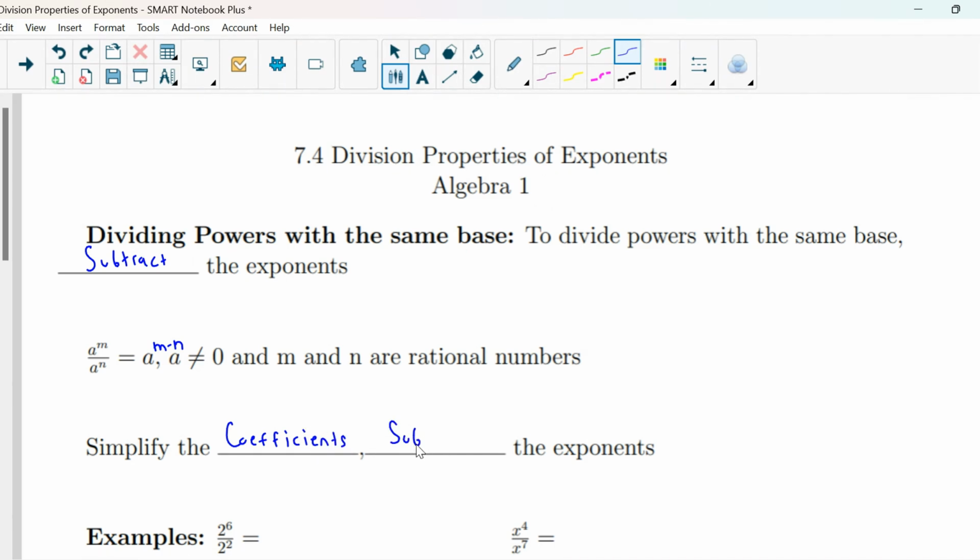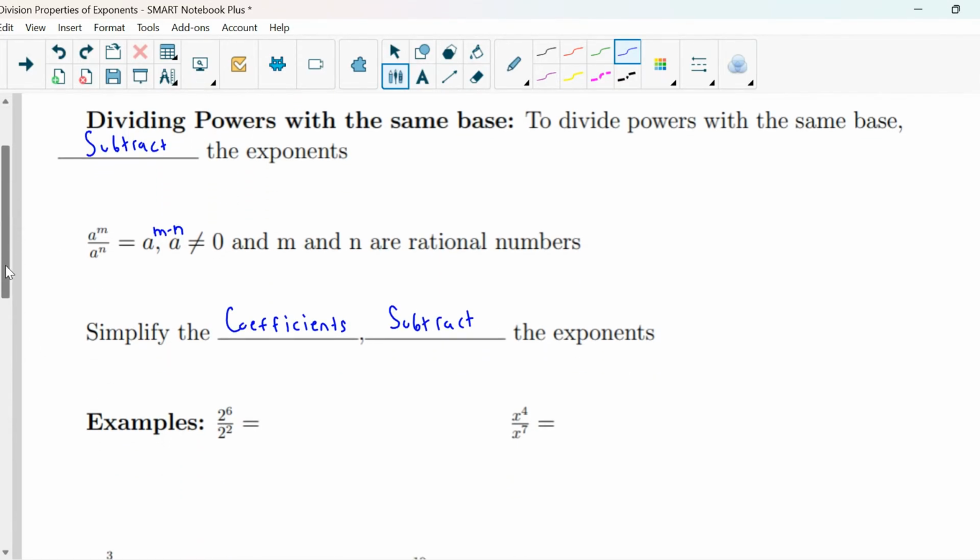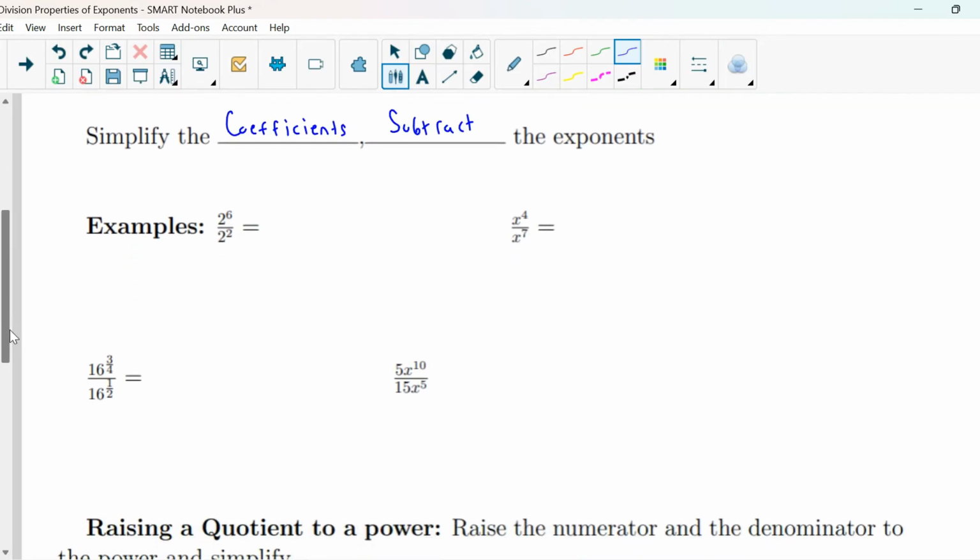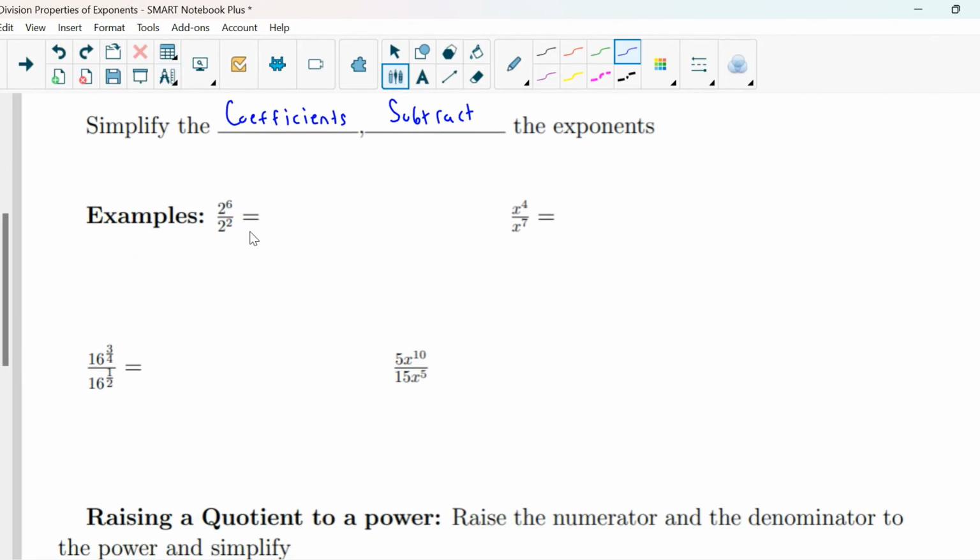Then we have to subtract the exponents. So in my examples here, if I have 2 to the 6th power over 2 squared, I'm dividing, so I can subtract my exponents. So this is the same as saying 2 to the 6 minus 2 power. 6 minus 2 is just going to give me 4. 2 to the 4th power is just 16.